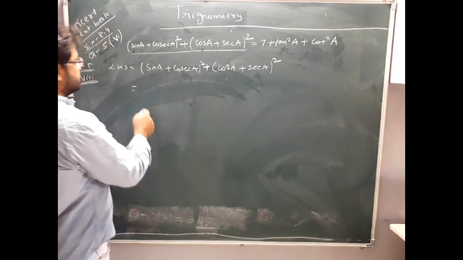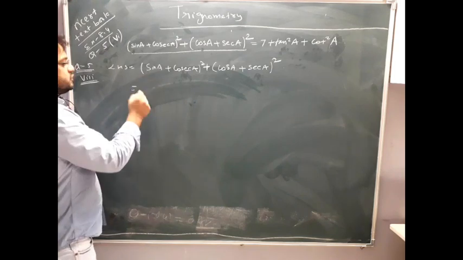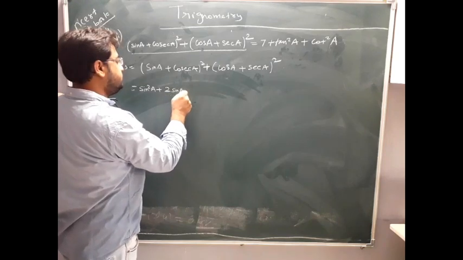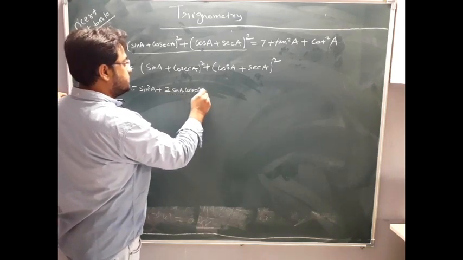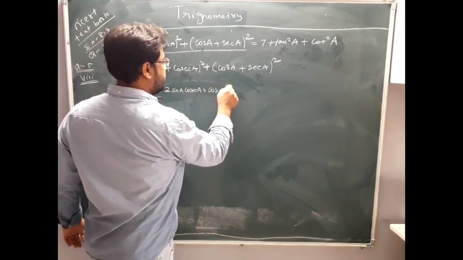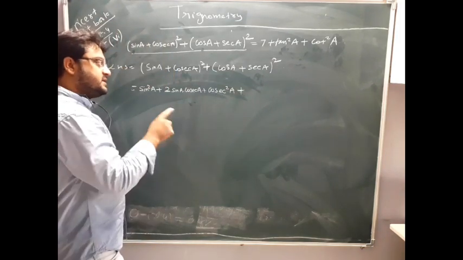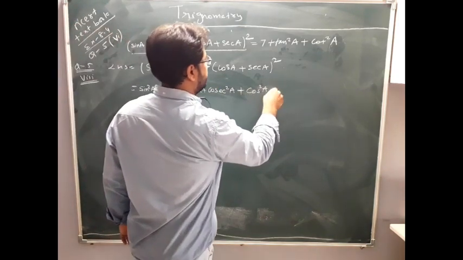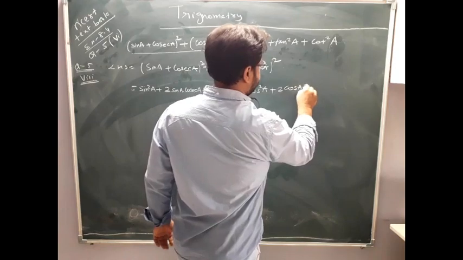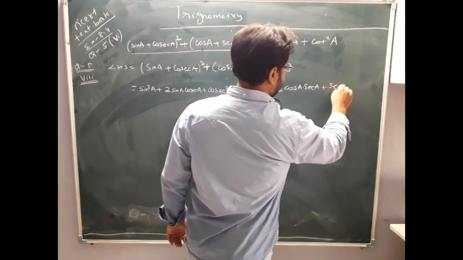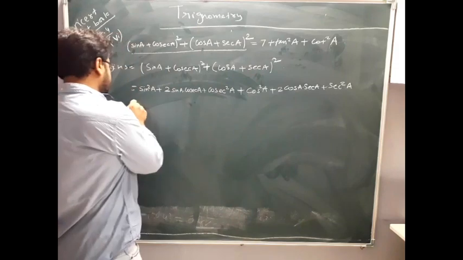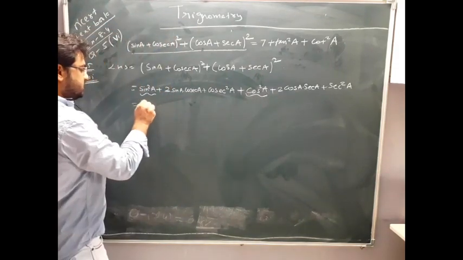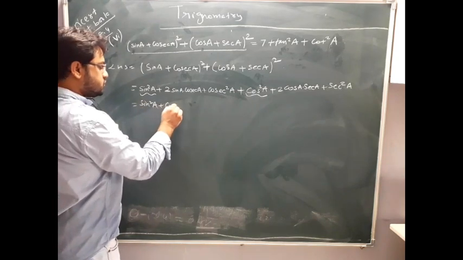Here (a plus b) the whole square, so a square plus 2ab plus b square. So here a square means sin square A plus 2ab, 2 sin A into cosec A, plus cosec square A. Plus is there, so no bracket. If minus were there, it would be a bracket, but here it's plus, so no bracket. Cos square A plus 2 cos A into sec A plus sec square A. Now see here, sin square A and here cos square A. So I can write down here like this, sin square A plus cos square A.